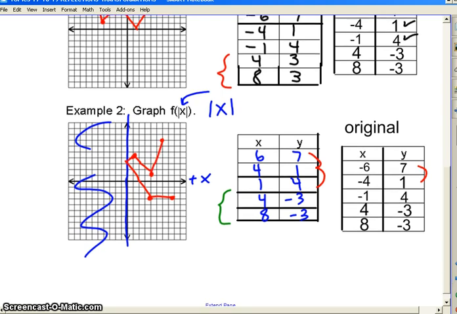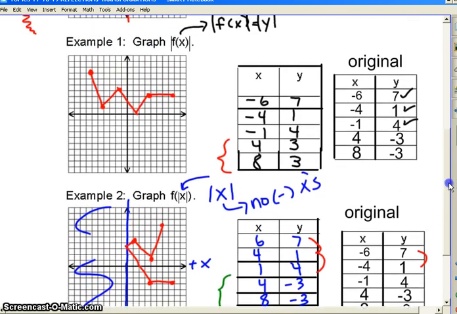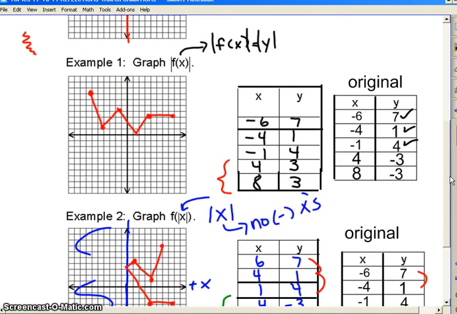Okay, just quickly, so we can have a way to remember the rules here. Absolute value of x, no negative x's. In that first example, no negative y's. Okay, that's the rule of thumb. If you're having trouble with the picture at first, concentrate on the ordered pairs only. Okay?